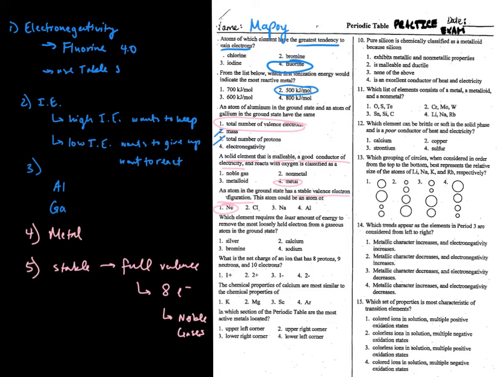Alright, number 6. Which element requires the least amount of energy to remove the most loosely held electron from a gaseous atom in the ground state? So we're talking about ionization energy. That means you should look at table S. Table S will help you find and compare those values. Or what you can do instead is know the trends. Metals have very low ionization energy. So let's cross off those that are non-metals. That's bromine.